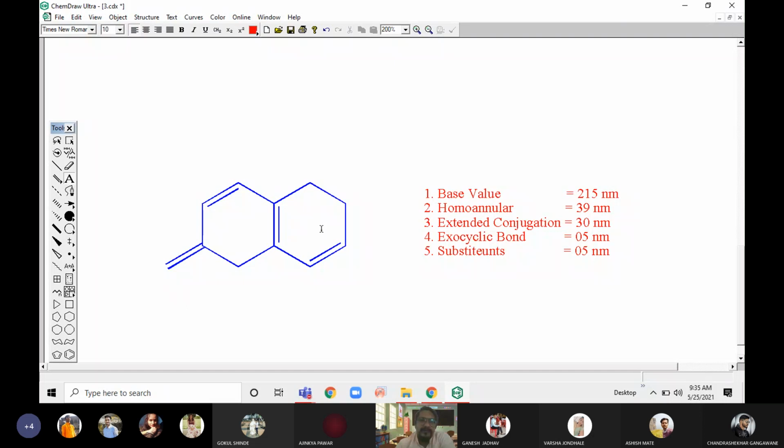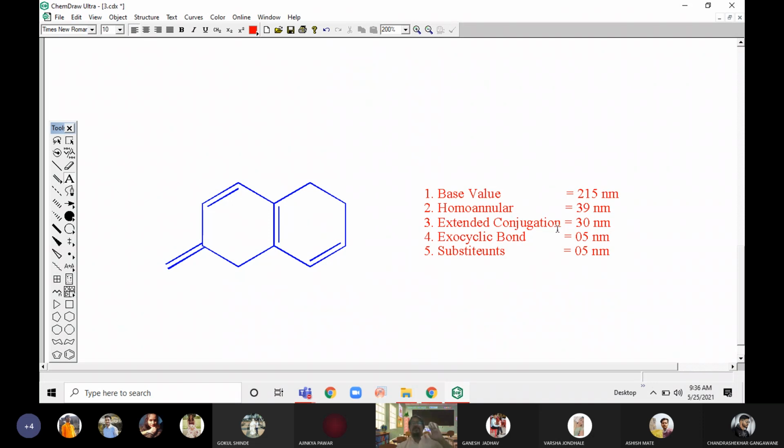Okay, here there will not be any. See, this double bond you can count for this ring or this ring. As I have drawn it from this side, it is counted for this ring. If it were here in this ring, then we could count it as homoannular. But at the time you have to consider it in only one ring. So that's why 39 nanometer is there.